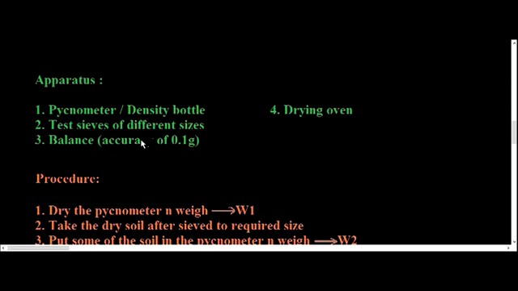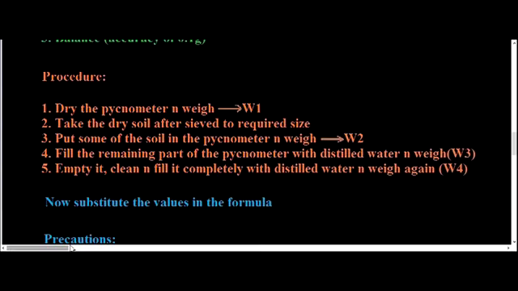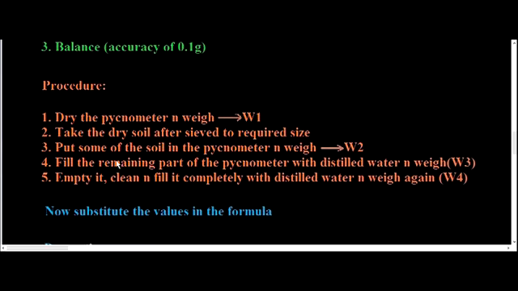Test sieves of different sizes, a balance and a drying oven. Now let's move on to the procedure. First, clean and dry the pycnometer and weigh it. Note down the weight as W1.